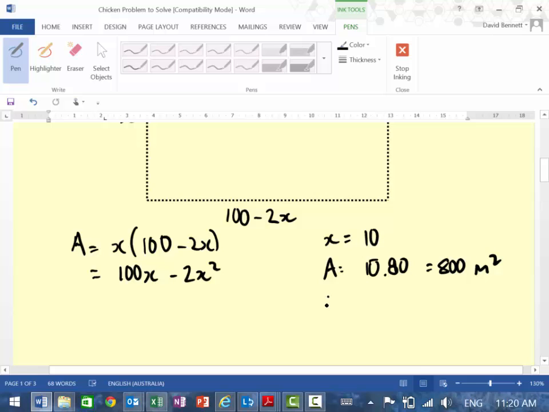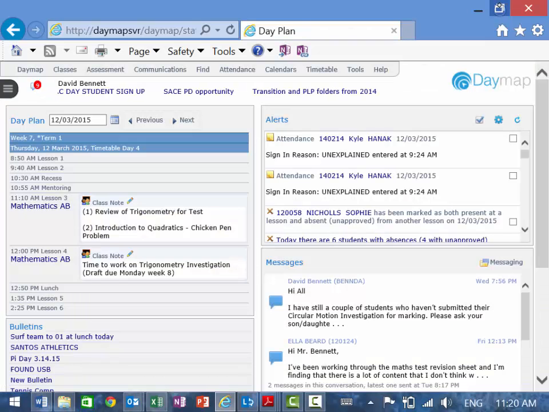Obviously the area when x is equal to 20, as we said before, is going to be 20 times 100 take 2 lots of 20, so that will be 60, equal to 1200 metres squared. Maybe the solution's not a whole number. The best solution might be between two numbers, wouldn't it? So we could use our graphics calculator to do that as well. The easiest way to do it is to use our graphics calculator and do the following.